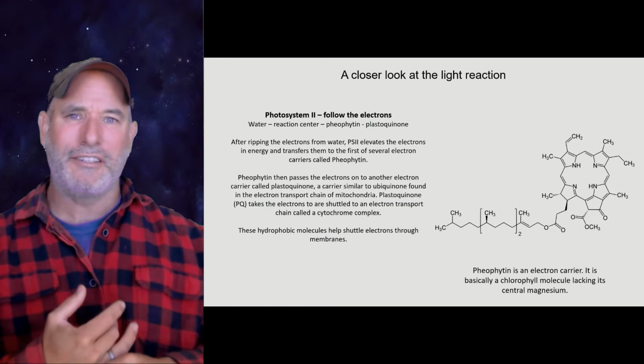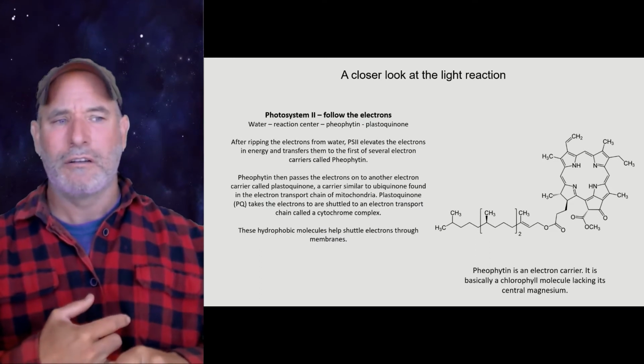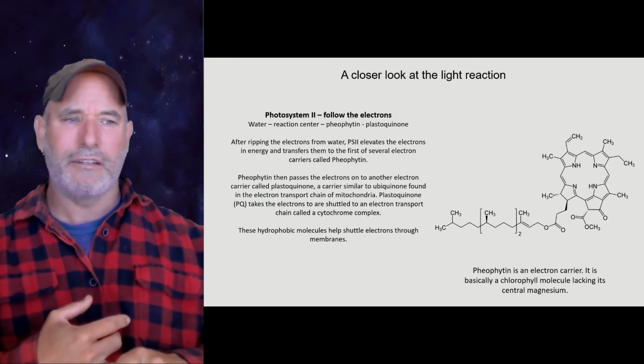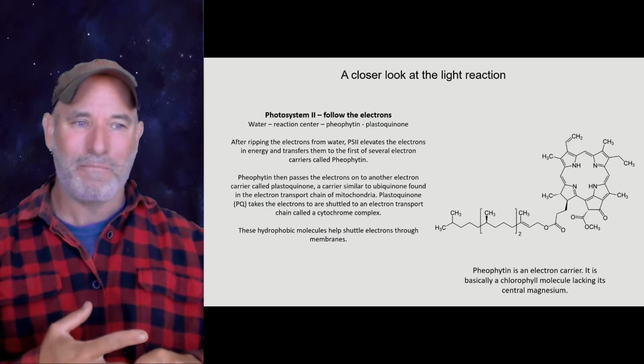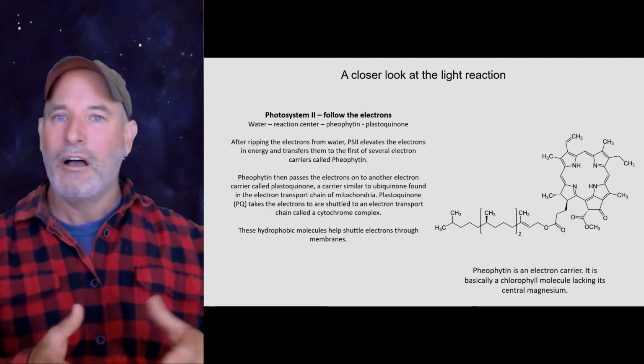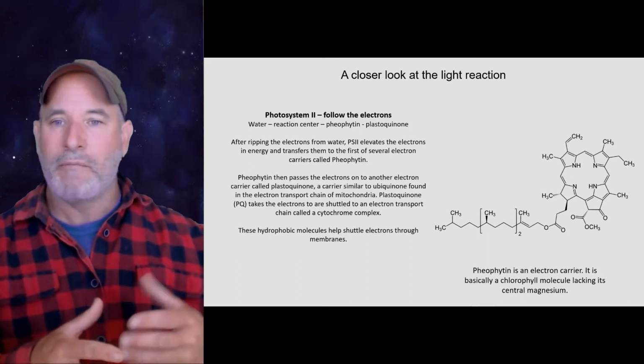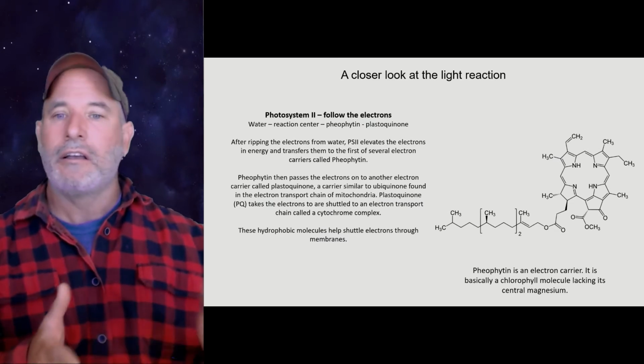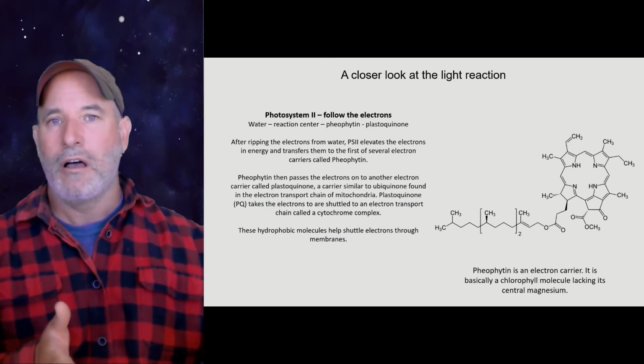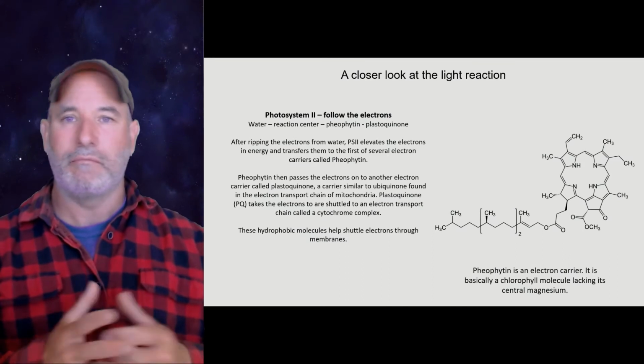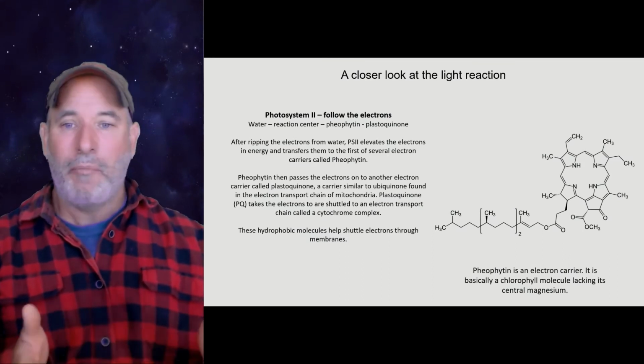It's got an isoprenoid tail. It's got some ring structures. Some nitrogen in there. Wait, it's missing something. It's missing magnesium. This is basically a chlorophyll molecule. So our first electron acceptor that picks the electron up from photosystem II is basically a chlorophyll molecule missing a magnesium ion. Interesting, isn't it? But that makes sense, right?